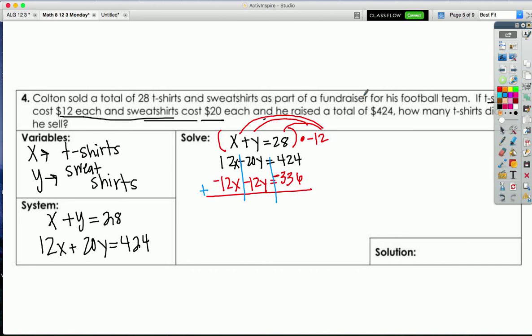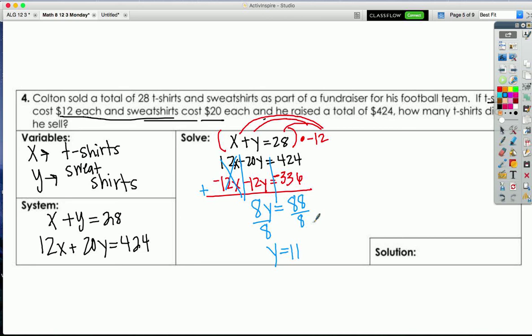Alright, so we have our new equation to add with the old one. The x's cancel. We have 20y plus a negative 12y, that's just 8y. 424 minus 336 is 88. Okay. And so when we divide by 8, y equals 11.